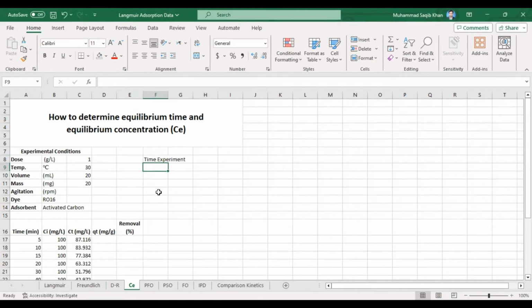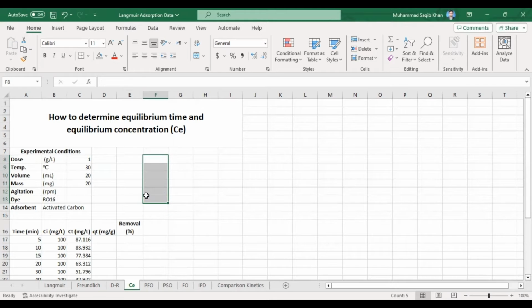What is a time experiment? You have to do the adsorption experiment for a longer period of time. In our case, we ran the experiment for 3 hours. In some cases, you can run the experiment for 24 hours, 6 hours, or 10 hours. It depends upon the performance of your adsorbent, till what time it can adsorb the maximum concentration. So in our case, we ran the experiment for 3 hours.